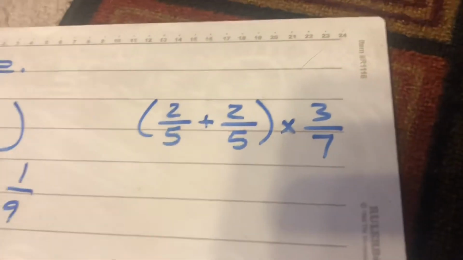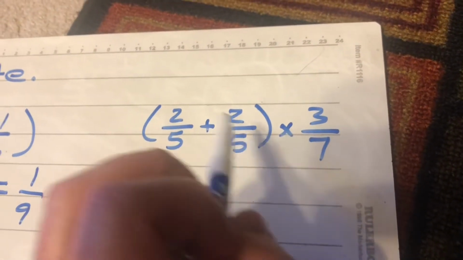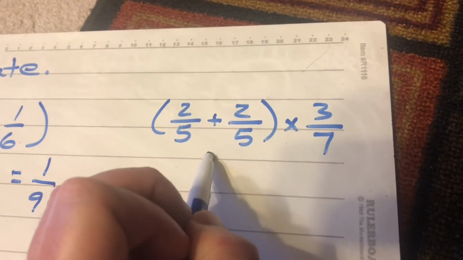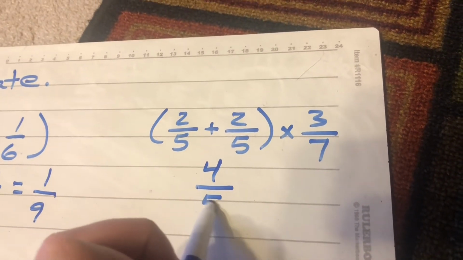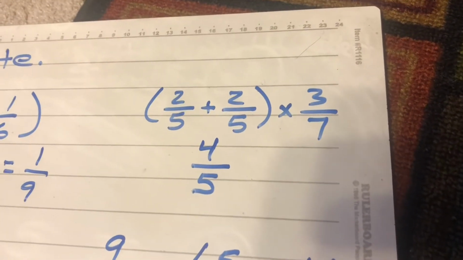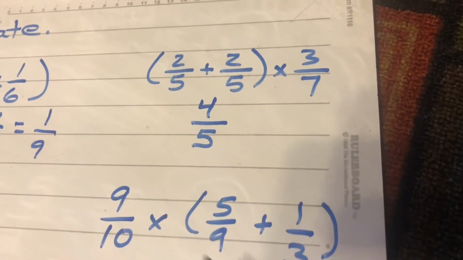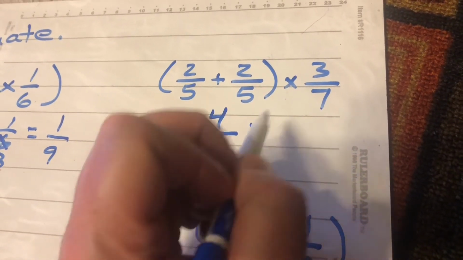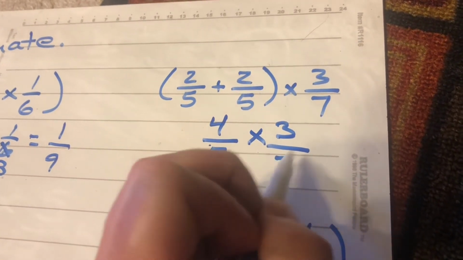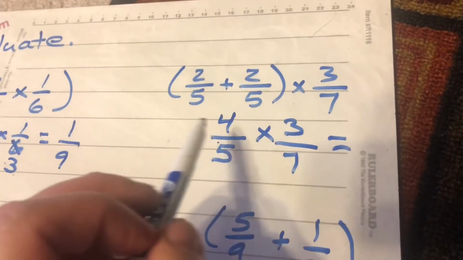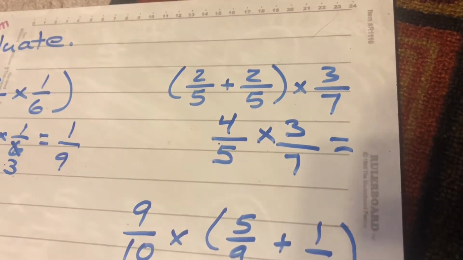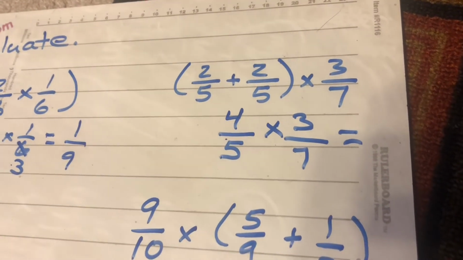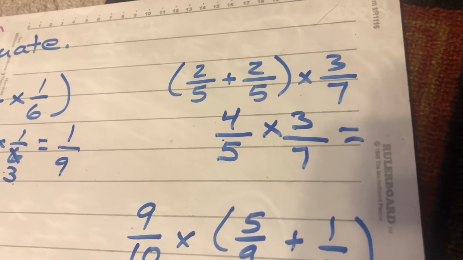Let's come up here. 2/5 plus 2/5 times 3/7. Well, I can pretty much handle this mental math. 2/5 plus 2/5 is going to be 4/5, because 2 plus 2 is 4. The common denominator, 5, stays the same. So 2/5 plus 2/5 is 4/5. When I go and multiply that by 3 over 7, I can't cross-check a 4 and a 7. Nothing can go into both of them except 1. I can't cross-check a 3 and a 5.